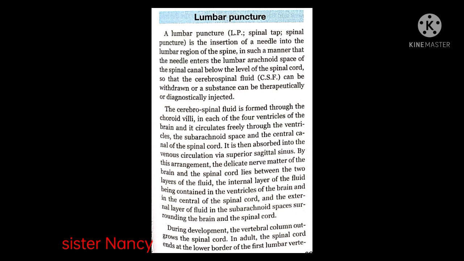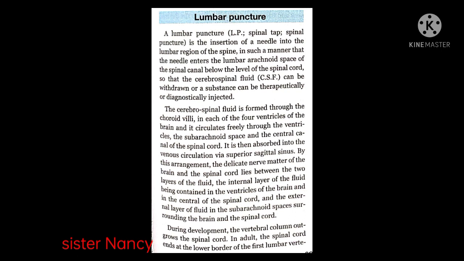therapeutically or diagnostically injected. The cerebrospinal fluid is formed through the choroid villi in each of the four ventricles of the brain, and it circulates freely through the ventricles, the arachnoid space and the central canal of the spinal cord. It is then absorbed into the venous circulation via the superior sagittal sinus.